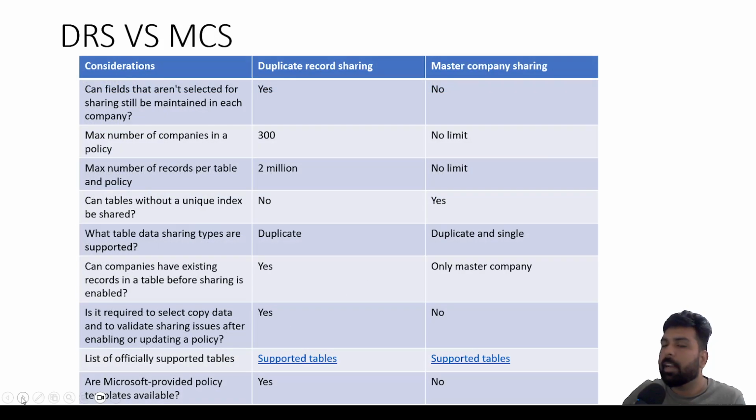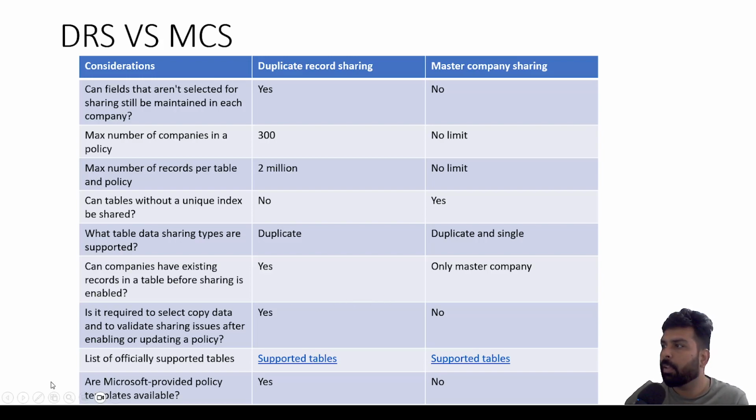If you have, let's say, a limitation that your company is going to have more than 2 million records across all the legal entities, then SRS is the right feature for you. Or if you have more than 300 legal entities, SRS has no limitation around the number of legal entities. So this is what you need to consider before you make a decision on which feature to use.